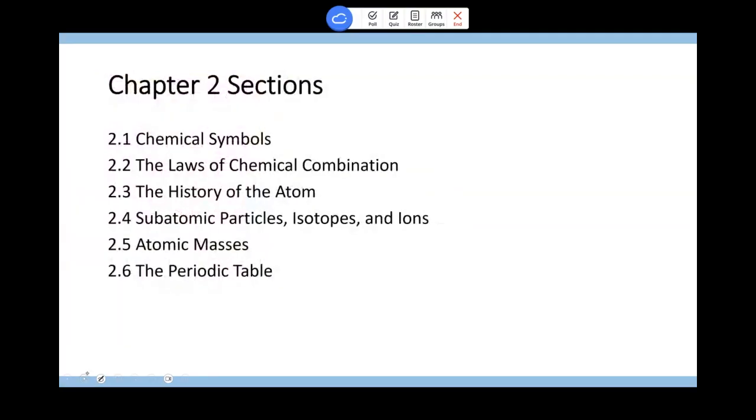So I have the sections of chapter 2 here. We'll first learn about chemical symbols and then the laws of chemical combination, so how atoms can come together to form a molecule or form new molecules. The history of the atom, which is really how scientists discovered the atom and what's in an atom. We'll talk about subatomic particles, so protons, neutrons, and electrons, isotopes, and ions. Ions are charged atoms. Talk about atomic masses, and then the periodic table, so different sections of the periodic table and what we can identify about elements based on where they are in the periodic table.